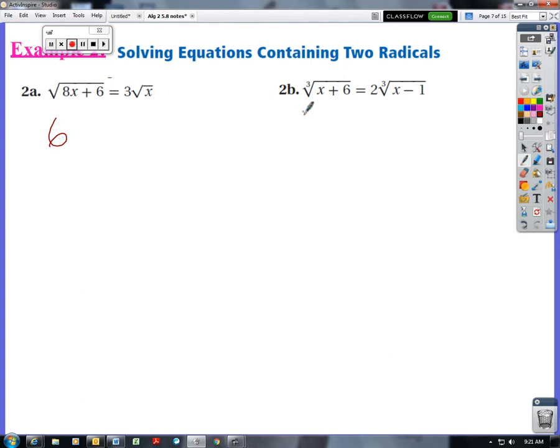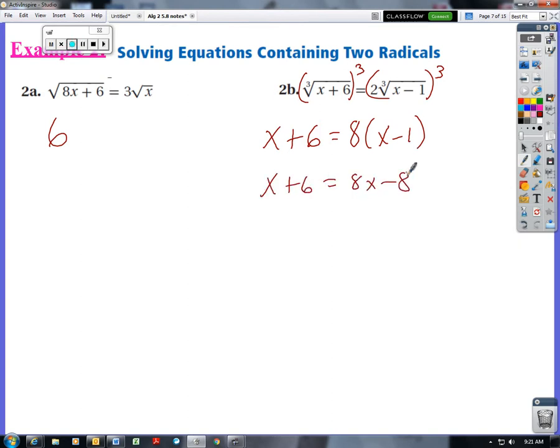So on this one, we've got a radical equals a radical. We have a cube root, so I have to cube both sides. Cube undoes cube root. I'm left with x plus 6. I have to cube my 2. 2 to the third is 8. And then this will undo, but the x minus 1 has to go in parentheses. So that's going to be x plus 6 equals 8x minus 8, because I have to distribute.